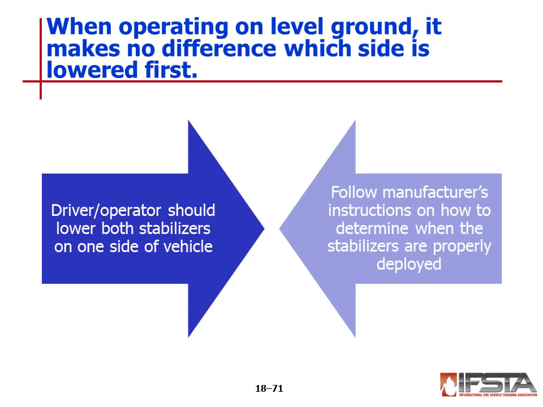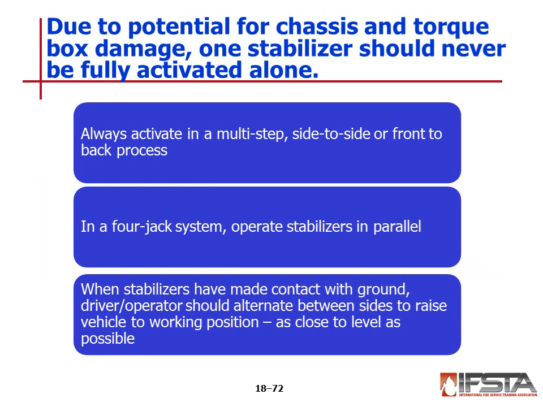When operating on level ground, it makes no difference which side is lowered first. The driver operator should lower both stabilizers on one side of the vehicle. Follow the manufacturer's instructions on how to determine when the stabilizers are properly deployed. Due to potential for chassis and torque box damage, one stabilizer should never be fully activated alone. Always activate in multiple steps, side to side, or front to back.